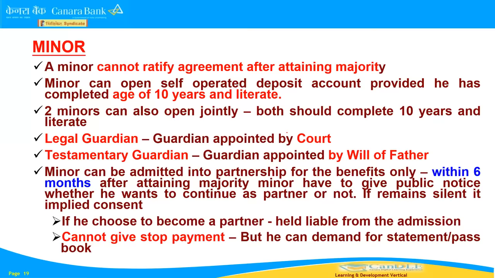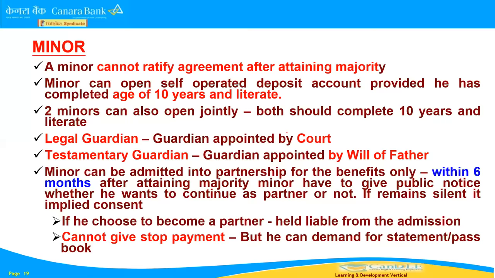Who is a legal guardian? Legal means court. If the court appointed somebody, he is called a legal guardian. What is meant by testamentary guardian? A guardian appointed by the will of the father. Father will write a will, generally among Muslims it is more. When the father writes a will, after my death this person I am appointing as a guardian to my children, he is called a testamentary guardian. So you should understand these words. Legal guardian means the court appoints. Testamentary means the father appoints.